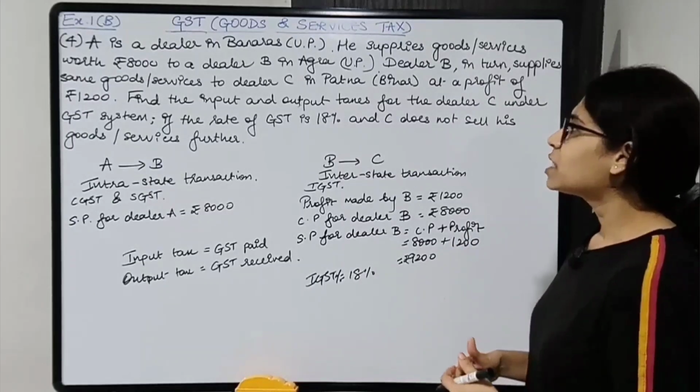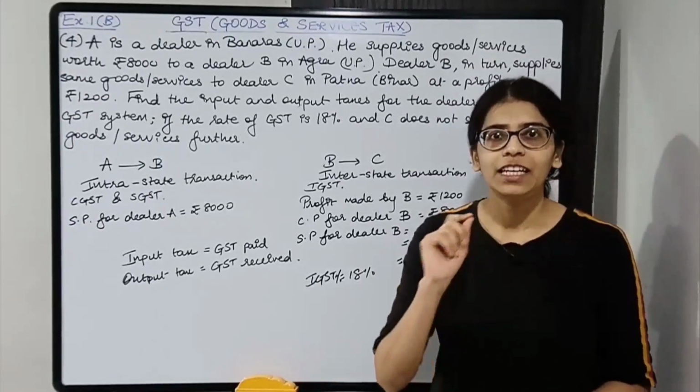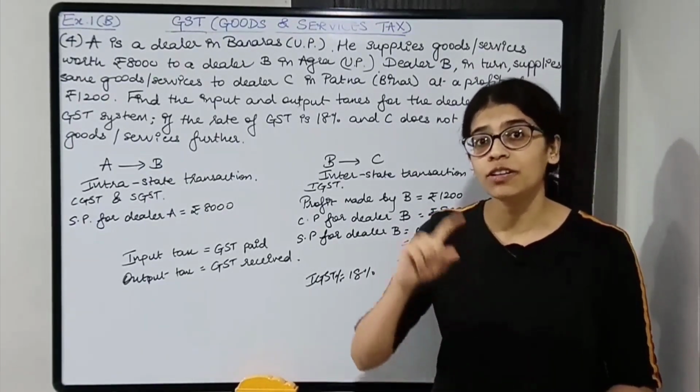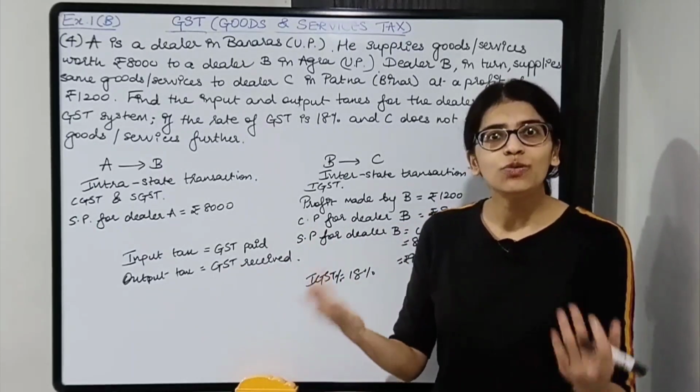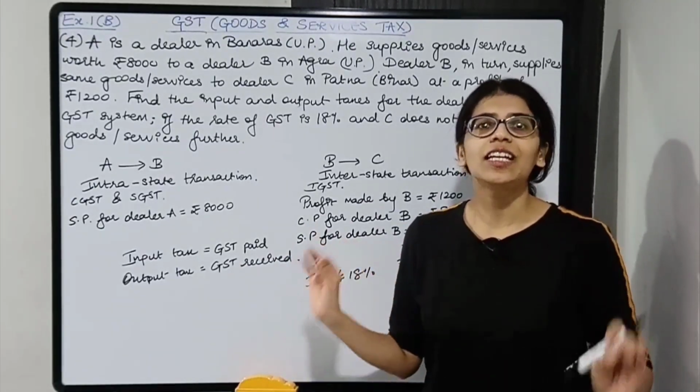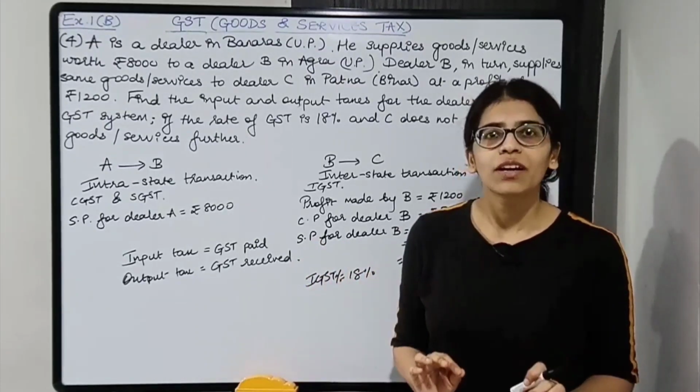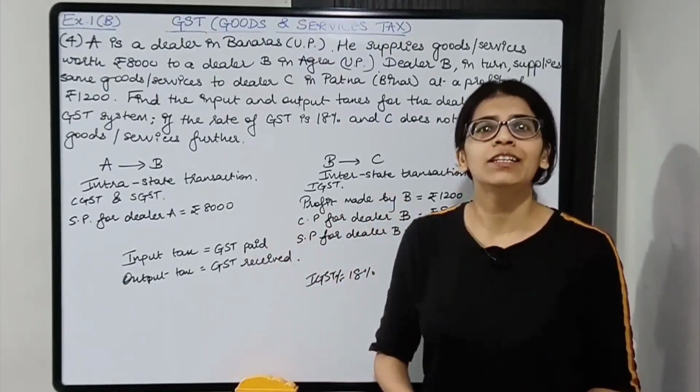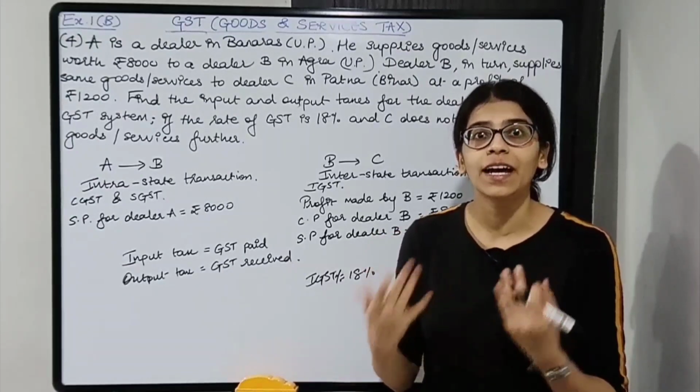And C does not sell his goods and services further. Very important part. C is not reselling. C is using the goods. Okay, C is not reselling the goods. मतलब क्या हो गया? When you are not reselling the goods, you are the consumer or the end user.